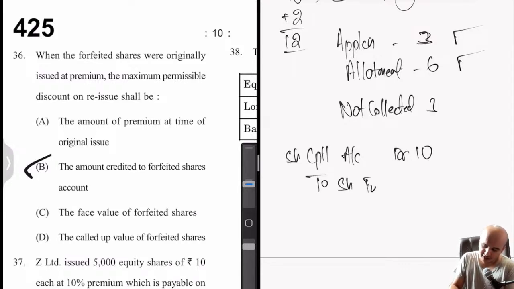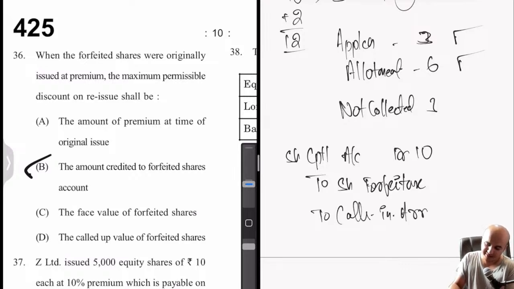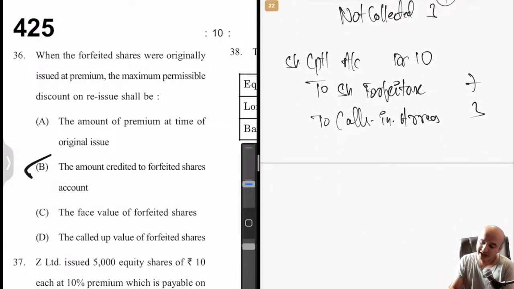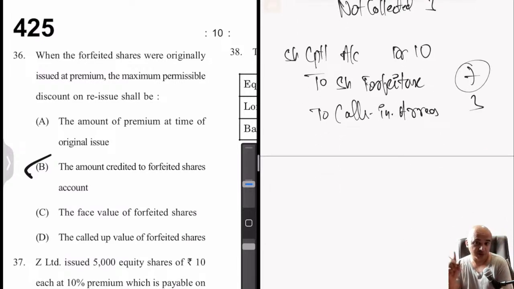So in this case we'll be simply crediting what? Share forfeiture account to the extent of money we have already received, and to the extent of money which we have not received we'll credit calls in arrears. Once again it will be 7 and 3. How 7? 3 application plus 4 allotment, ignoring the premium part. So that is the important thing here. So now how much is available for us? 7 rupees only with respect to forfeiture.